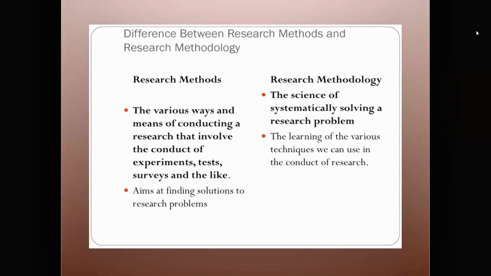Also, he said it aims at finding solutions to research problems. So all the problems you stated in chapter 1, all the research questions that you've extracted from your statement of the problem, you have to look for a way or a particular means to conduct that particular research. And that's when people begin to say, okay, on this one, I want to use a primary data nature of analysis. I want to use a test, or I want to use an experiment. Experiment has to do with people that go to the lab.